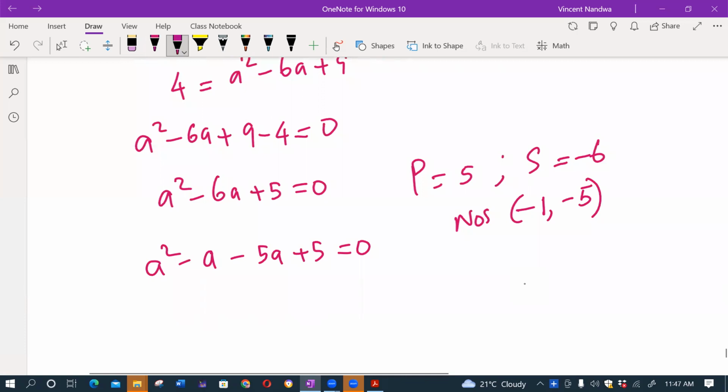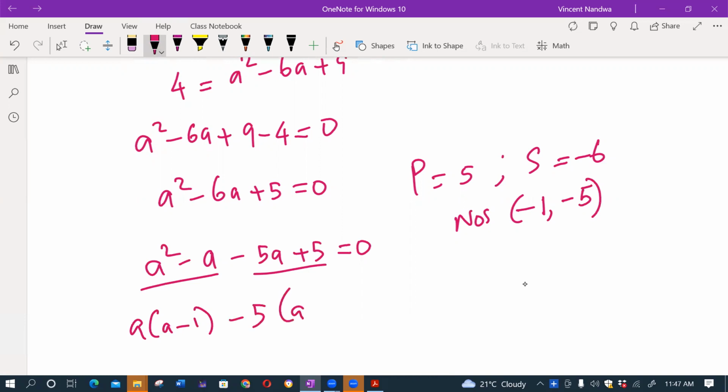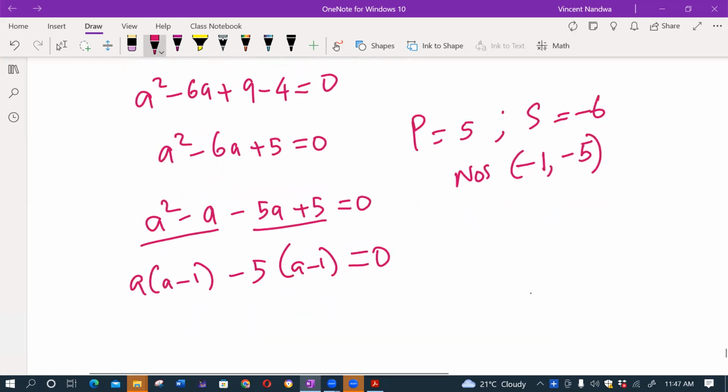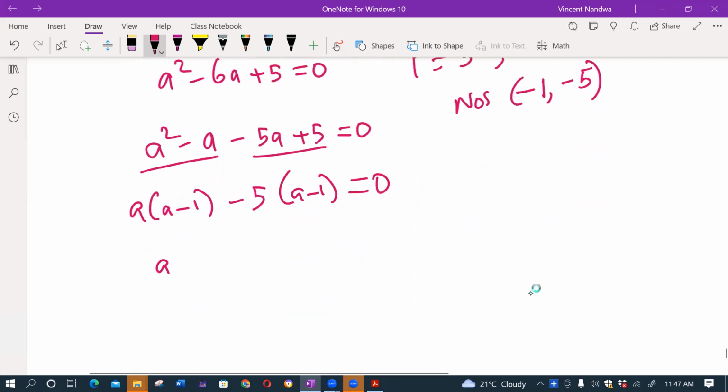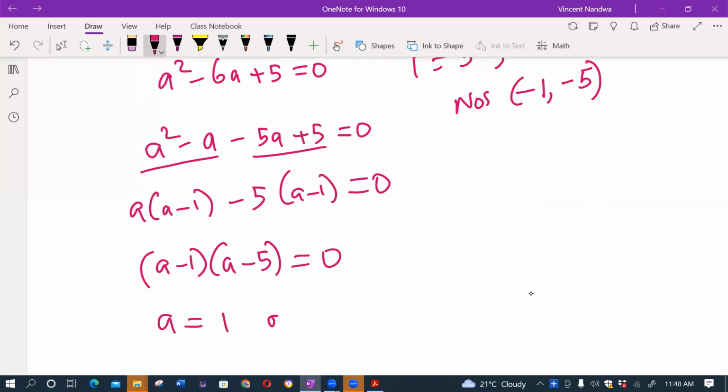This will mean I have A into (A minus 1) minus 5 into (A minus 1) equals 0. So (A minus 1)(A minus 5) equals 0. So A equals 1 or A equals 5. So these are the two values for A.